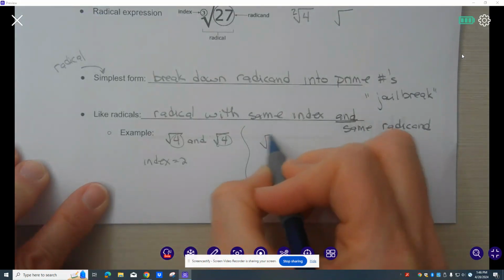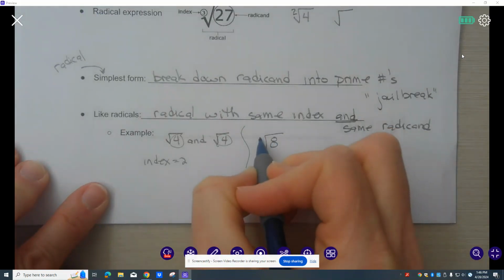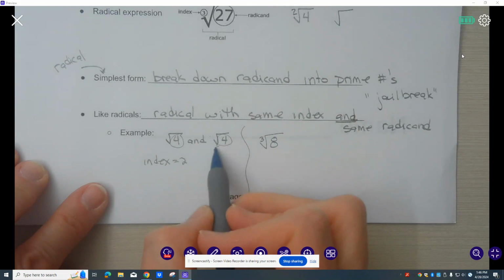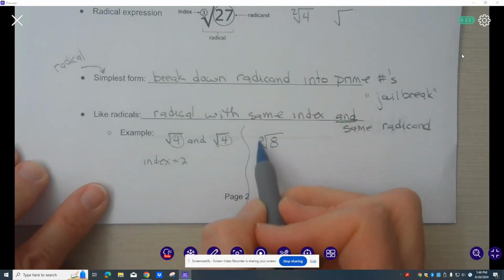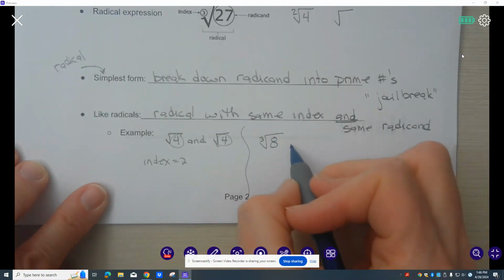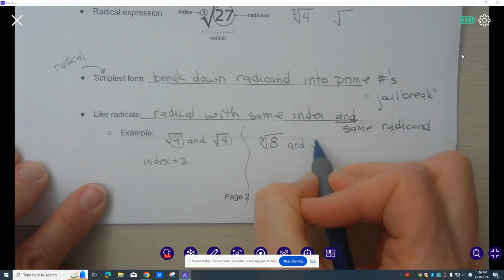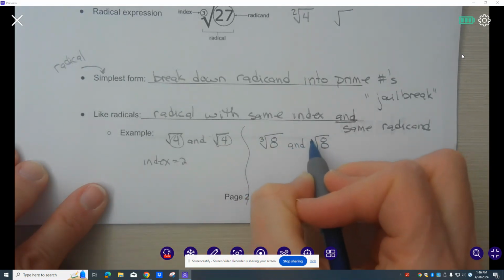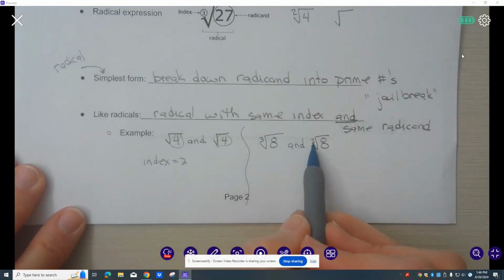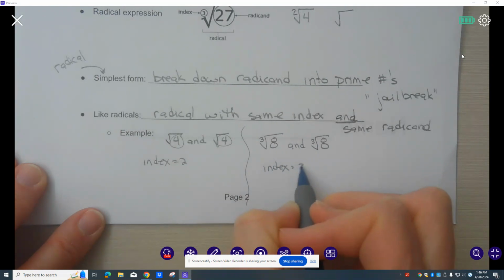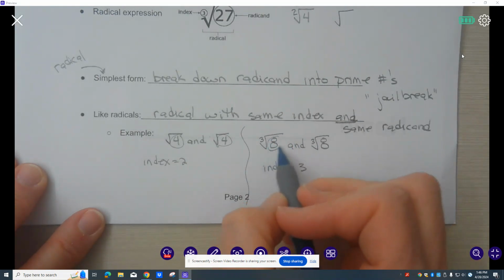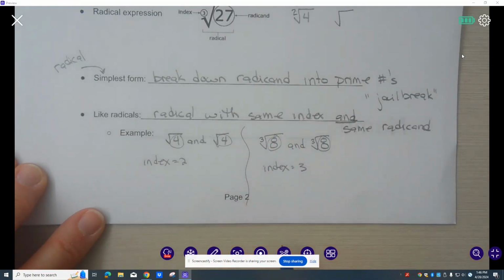Another example could be a third root. We call this a square root when the index is a 2. When the index is a 3, we call that a third root. So this has the same index. In this case, your index is a 3. And then the numbers inside the radical also match. So both of these would be like radicals.